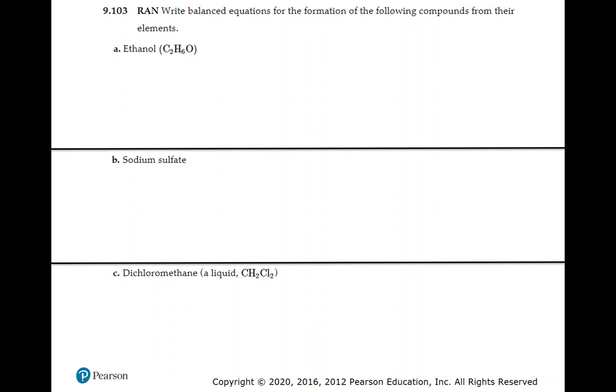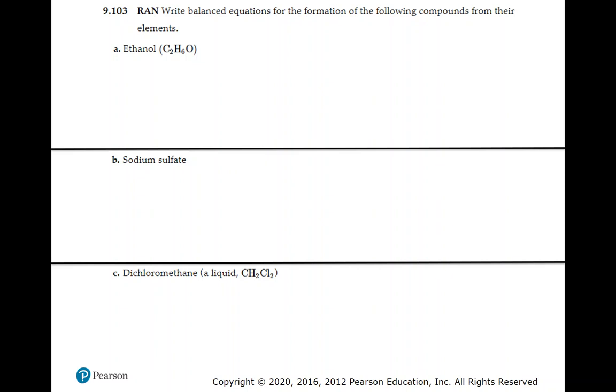So the three compounds are ethanol, C2H6O. If you don't already know, that is the alcohol in alcoholic beverages, so that's going to be a liquid at room temperature. For part B, we have sodium sulfate, and then for part C, we have the compound dichloromethane, which they tell us is CH2Cl2 and is a liquid at room temperature. So go ahead and try writing down those three, and then once you've tried that, we'll go over the answers together.